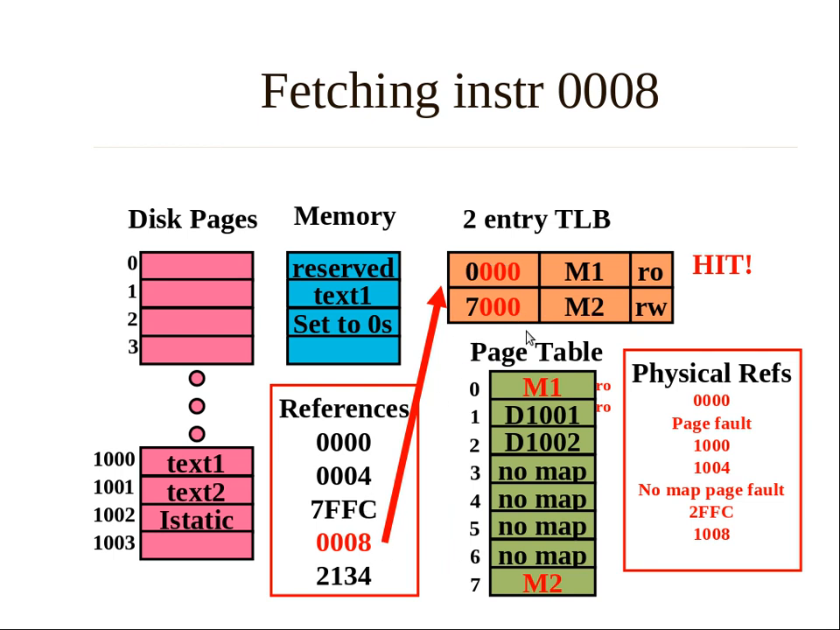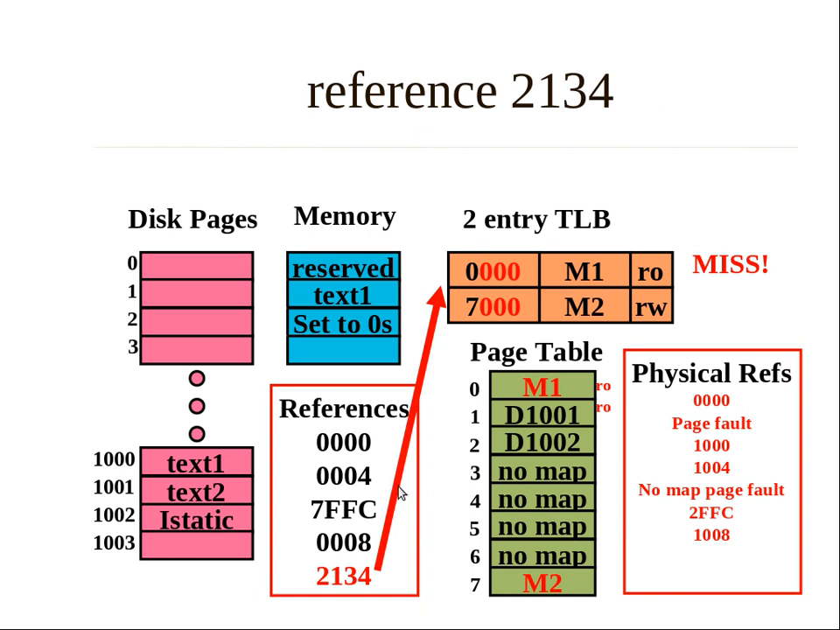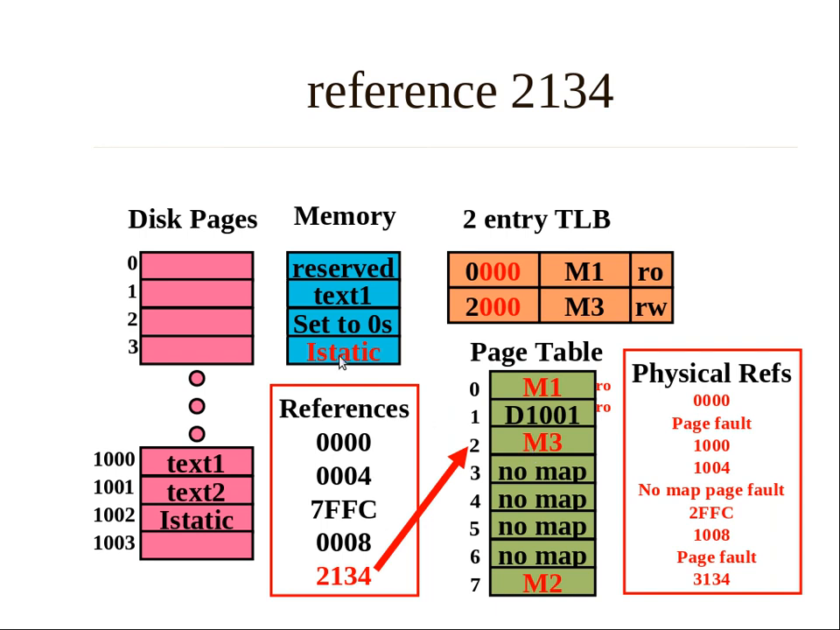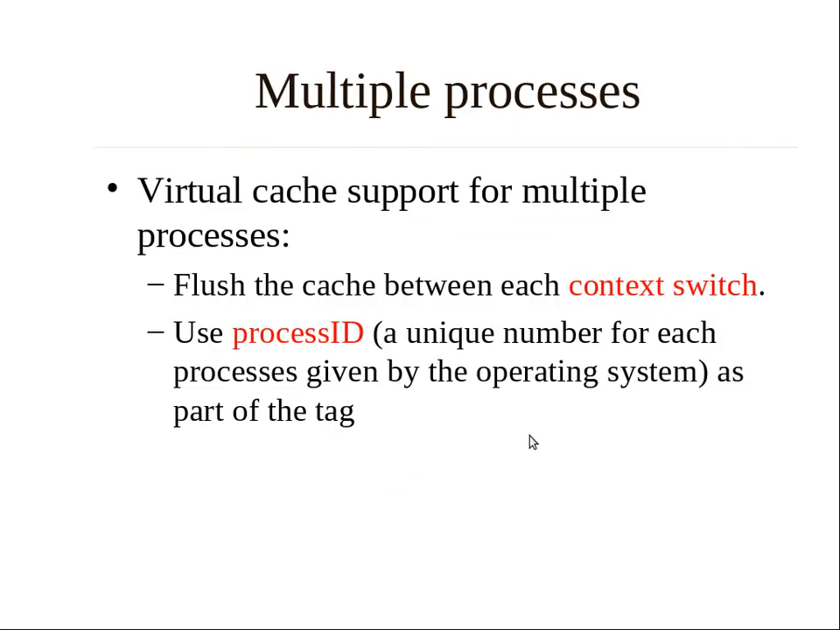Now 008, it's a hit, so we go ahead and read directly from memory. And 2134, it's a miss, so we need to evict something. We go to the page table, sorry. It's a miss. We go to the page table, it's on disk. We have to load M3, it's the static, maybe some static variable that we need. And then we are done. If you have questions on this, again, ask on Discord. I'm sure I'm going to have plenty.